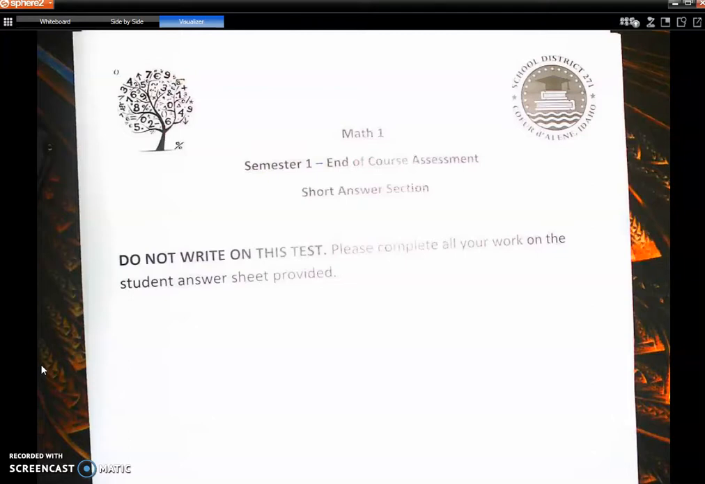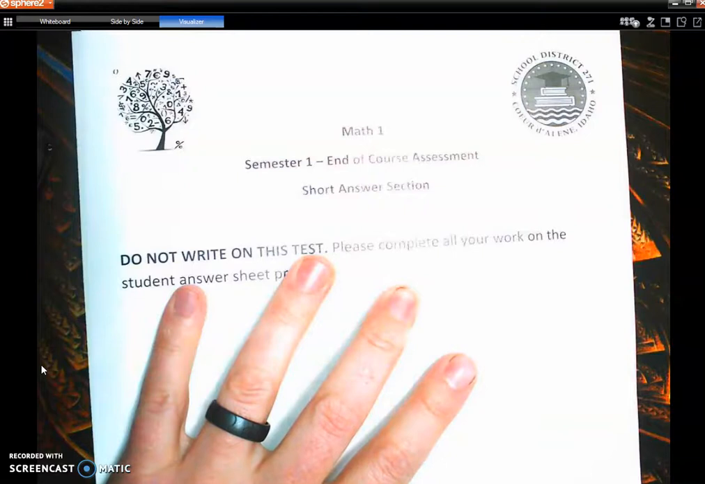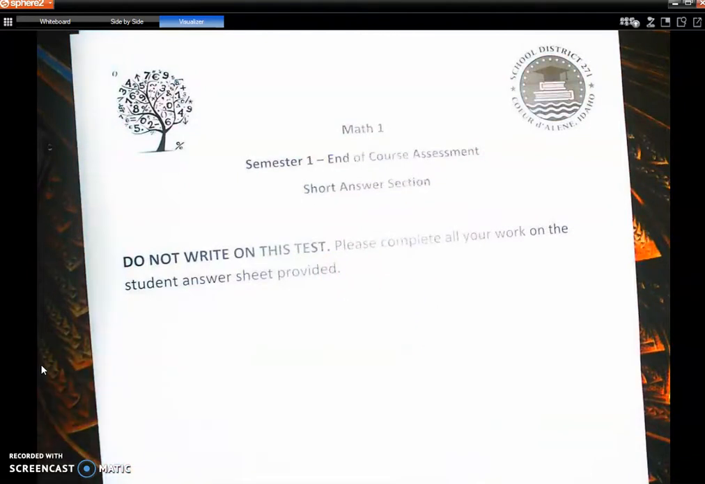So I got the test here. This is the short answer section, and I'm going to make another video for the multiple choice section. What I'm going to do is look through this and put it to the side, and show you a couple of different types of things to be aware of, what to have in your notes, just so you're aware a little bit ahead of time of what you should know.